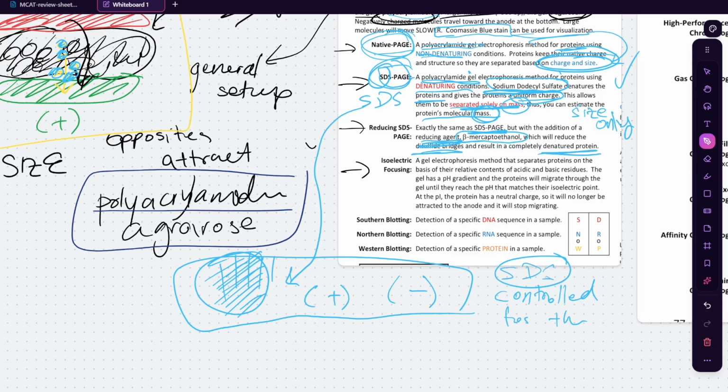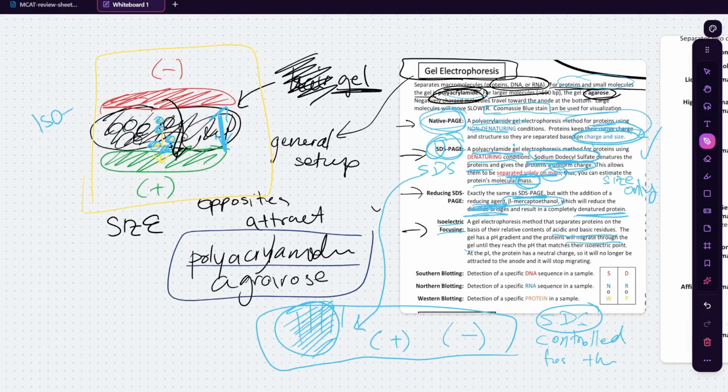Isoelectric focusing is when the gel electrophoresis method separates the proteins on the basis of their relative contents of acidic and basic residues. The gel has a pH gradient and proteins will migrate through the gel. So this gel, for isoelectric focusing, has a pH gradient, right? And so proteins will migrate through the gel until they reach the pH that matches their isoelectric point.